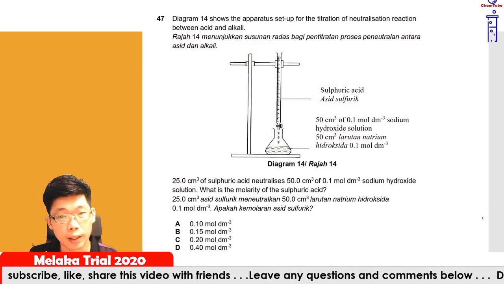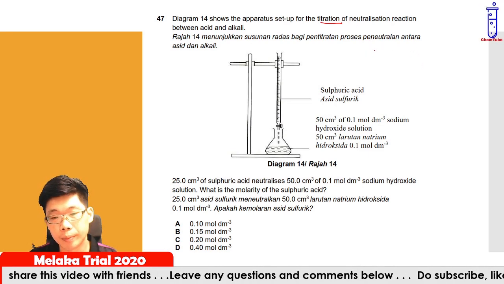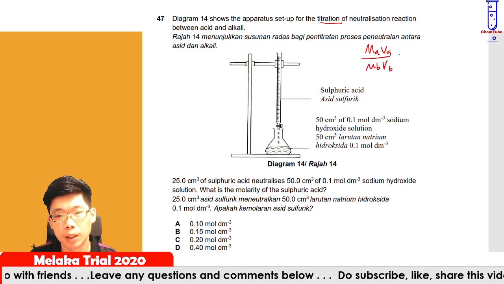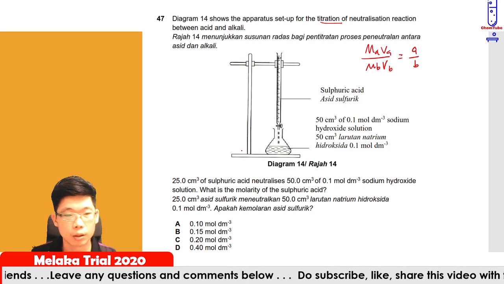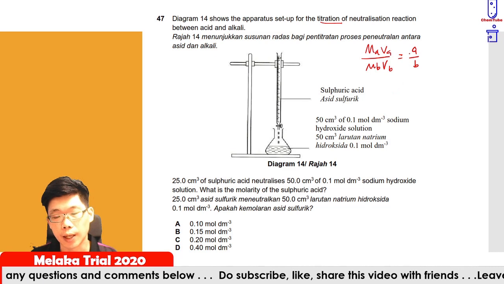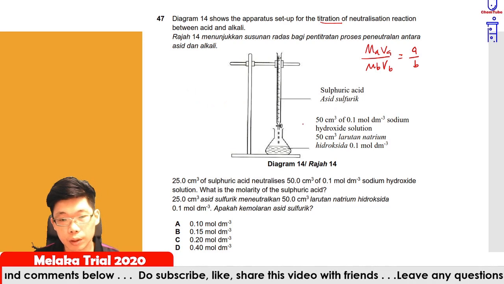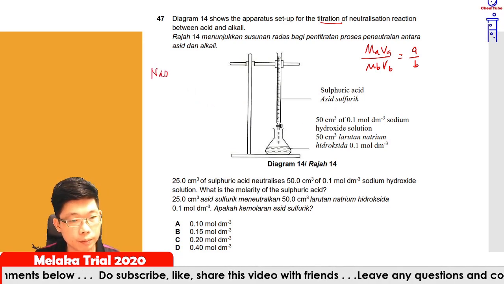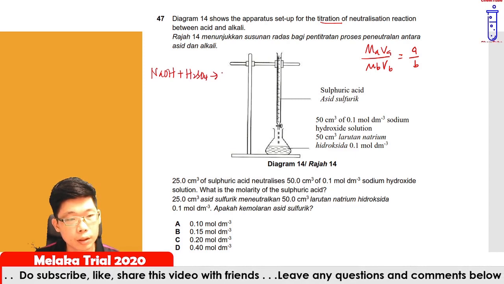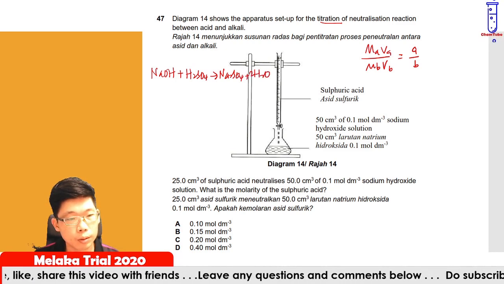47. Okay, I need titration. Titration. So we are going to use the formula. Very popular question. So MAVA over MBVB equals A over B. Here A is for the acid, B for the base or alkali. So we write out the equation first. Sodium hydroxide, sulfuric acid. So it forms sodium sulfate and then water, times 2 times 2.